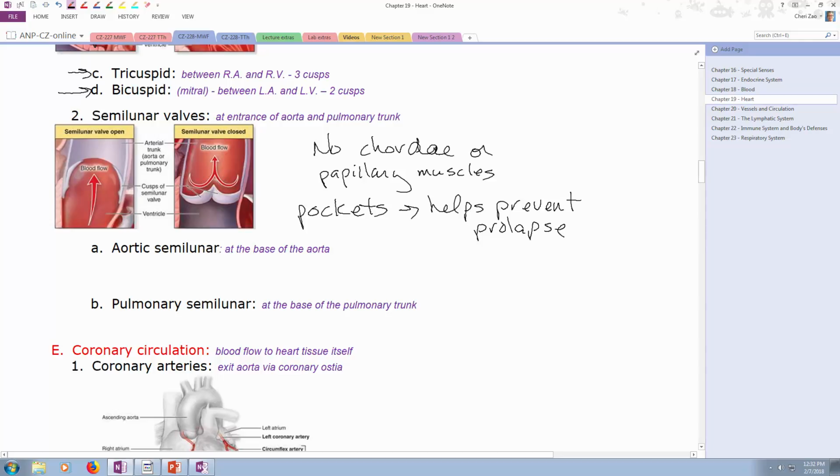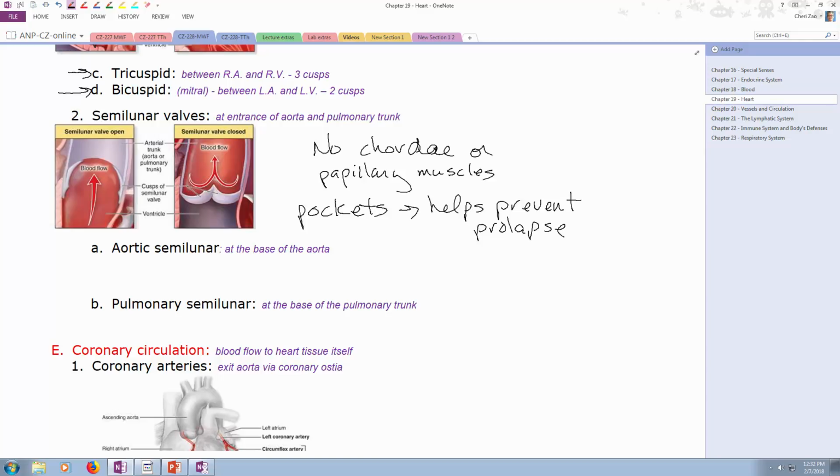The way to think about the semilunar valves, there are 3 on each side. There are 3 in the pulmonic trunk, and there are 3 at the base of the aorta. The difference with the aorta is that we have little holes in 2 of the 3 for coronary ostia for right and left coronary arteries.